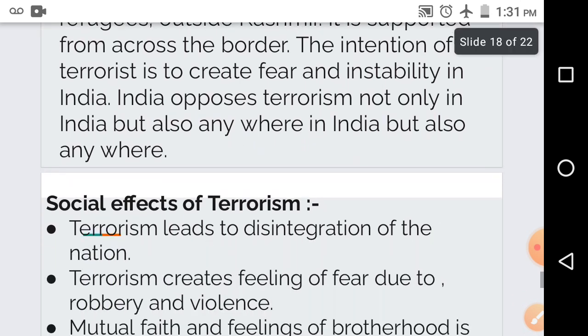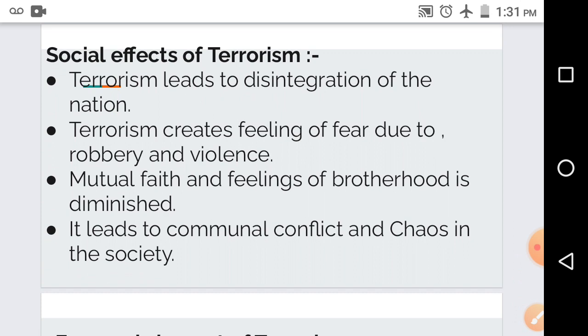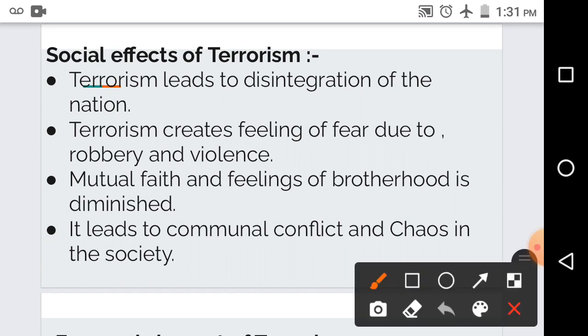Let us see the social effects of this terrorism. Terrorism leads to disintegration of the nation. They want to divide the country. Terrorism creates a feeling of fear, and because of that, suspicion among the people, and because of activities like robbery, violence, etc., its effect is felt in all age groups.